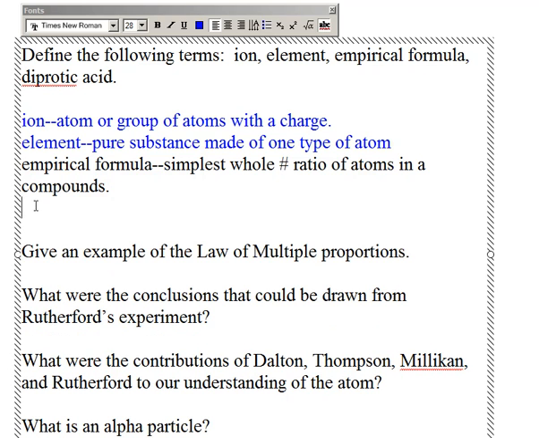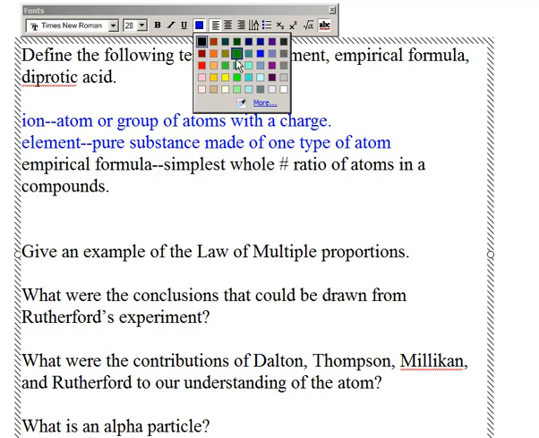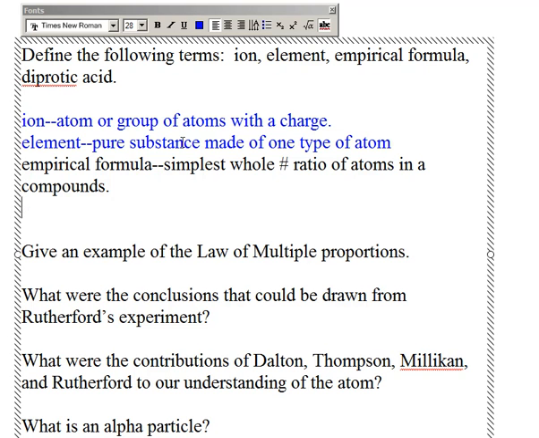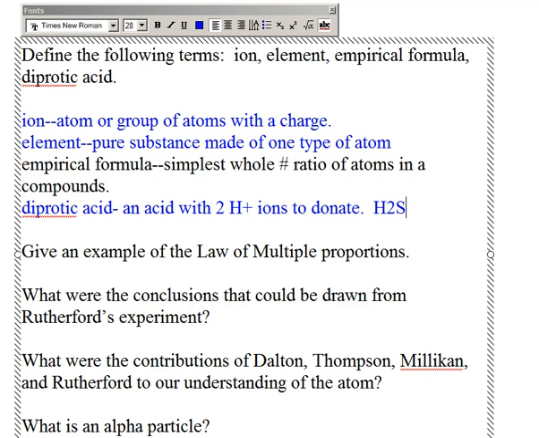A diprotic acid. I don't know why the color is changing constantly. It is an acid with two H+ to donate, like H2SO4. Okay, that's an example. Sulfuric acid is an example.